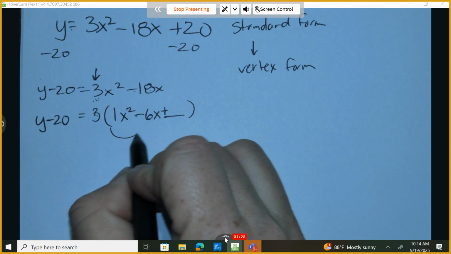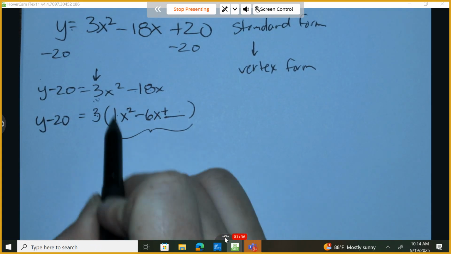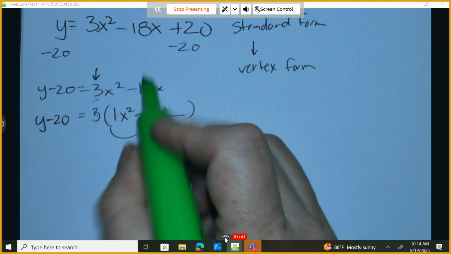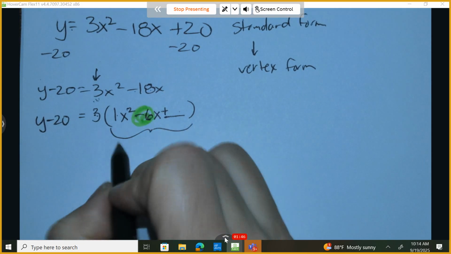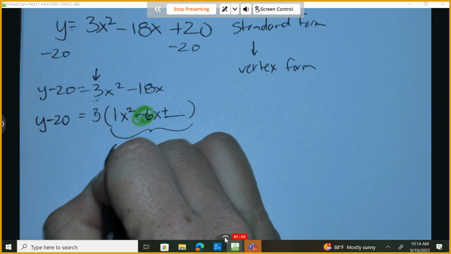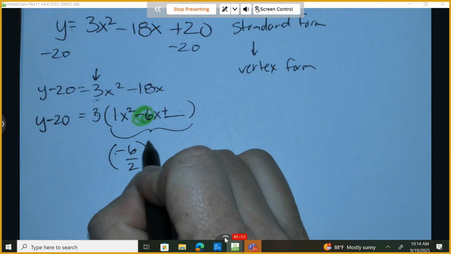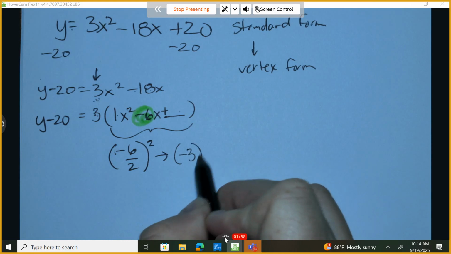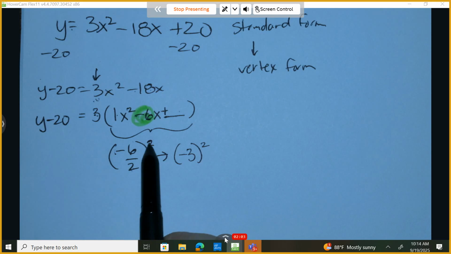We are going to focus in on this trinomial, ignoring everything else to the left. We call this the A, the B, and the C of this trinomial. We're always going to take the B value, and I'm going to highlight it here so it stands out. We take the B value, including the sign, and we're going to always divide it by 2. Always. Put it in parentheses, and then square it.